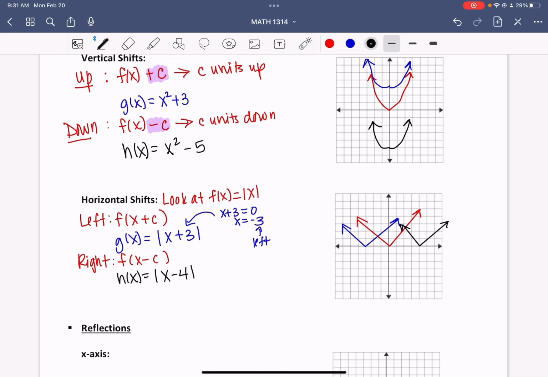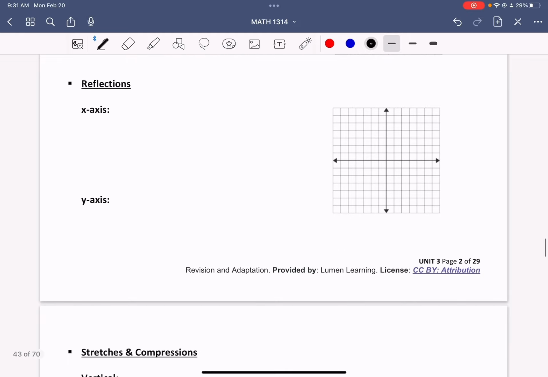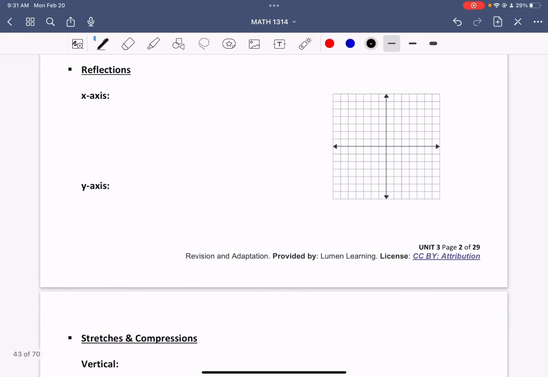So we have shifts that go up, we have shifts that go down. The next type of transformation we're going to look at is a reflection. With a reflection, we can have two types of reflections. We can have an x-axis reflection and a y-axis reflection. So for this one, I'm just kind of going through our different parent functions. We're going to look at f of x equal to the square root of x. So when we're drawing the square root of x, it looks something like this.